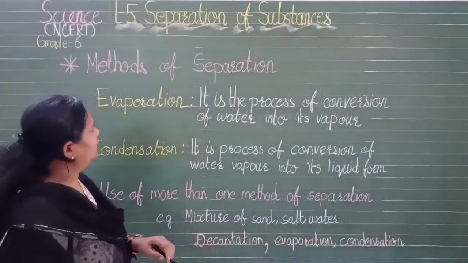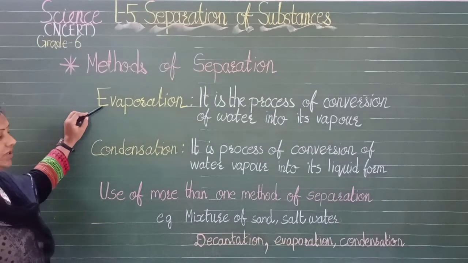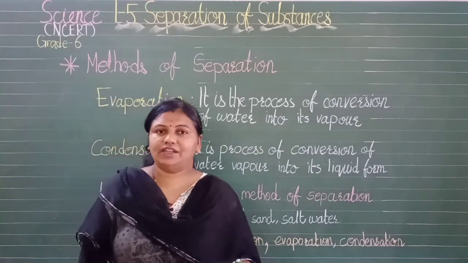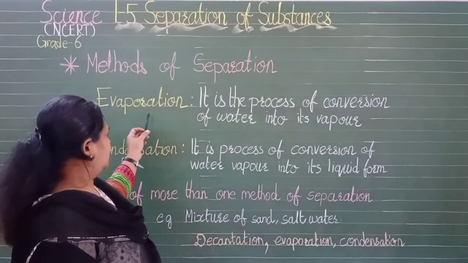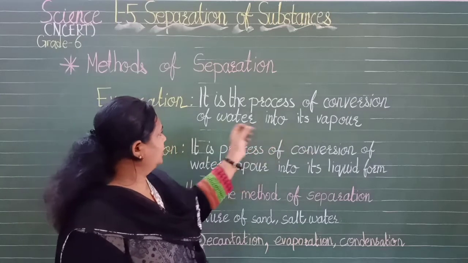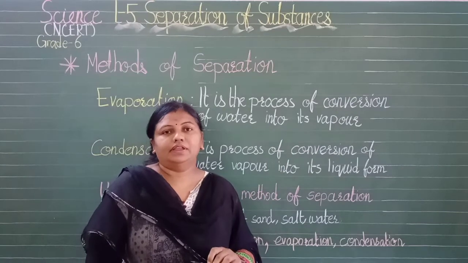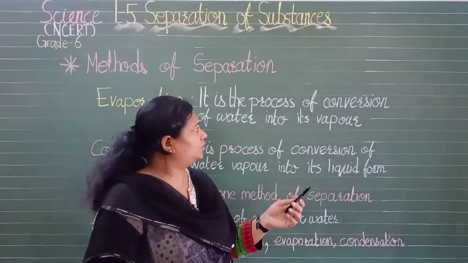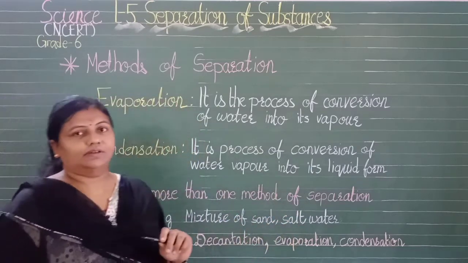Clear? Again, two more processes we are going to learn: evaporation and condensation. So many separation techniques we have already learned. Now, evaporation is the process of conversion of water into its vapor. When water is converted into vapor, that process is known as evaporation.